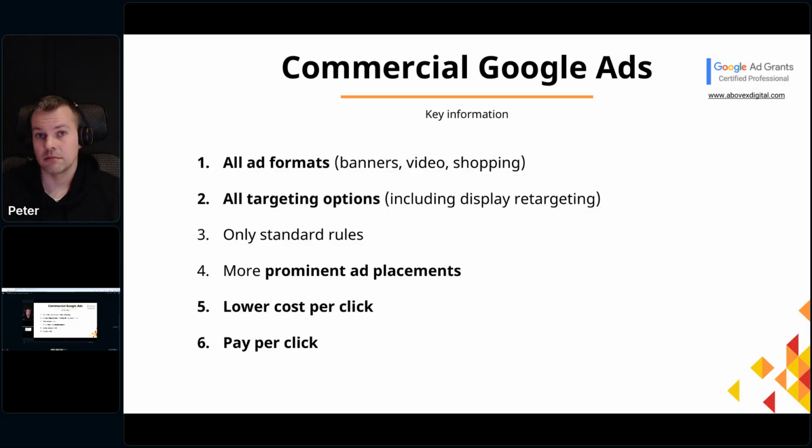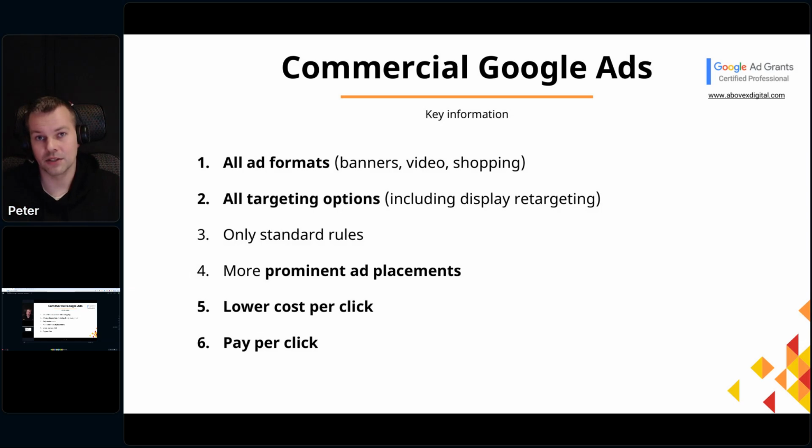Prominent ad placements is important. As a commercial advertiser, you will take place within that auction that's priced prominently on the top of Google search results page. If you bid enough and if your quality scores are high enough, you can be number one, which is great. Also, cost per click is lower. You compete against other commercial advertisers, and the price is determined in that auction, right? But again, those other advertisers, they will only bid so much that it still makes sense for them financially, right?